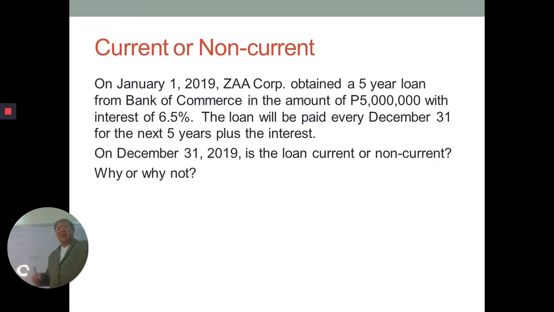So let's have this example. On January 1, 2019, ZA Corporation obtained a 5-year loan from Bank of Commerce in the amount of 5 million with interest of 6.5. The loan will be paid every December 31 for the next 5 years, plus of course the interest. On December 31, 2019, is the loan current or non-current? Why or why not? I'll give you 10 seconds to go through the problem again, try to understand the problem and find the answer.